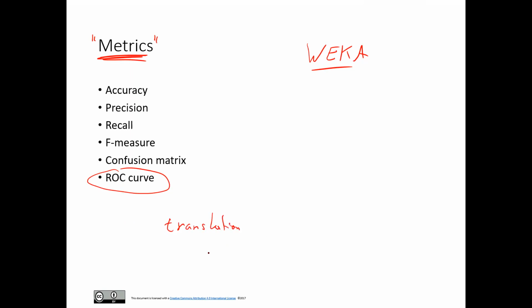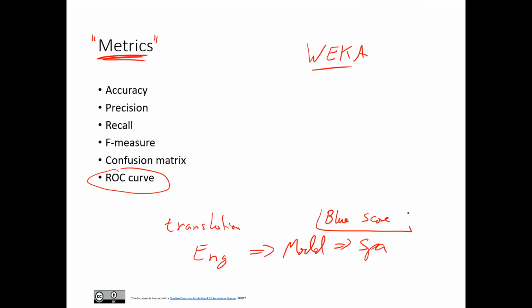So for instance, translation is the problem where you have a sentence in English and you build a model, and then the model gives you a sentence in Spanish, for instance, right? And so in this case, how do you evaluate the performance? There are specific metrics for that. It's called the BLEU score, for instance. Okay, so that's one example of metrics that are specialized.